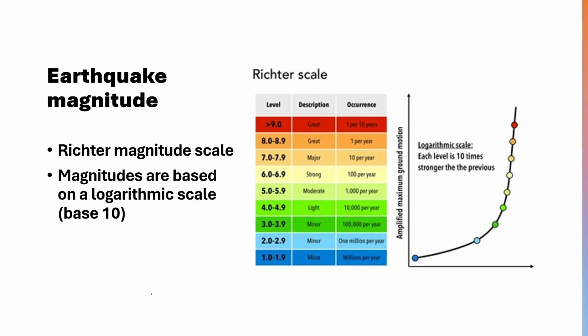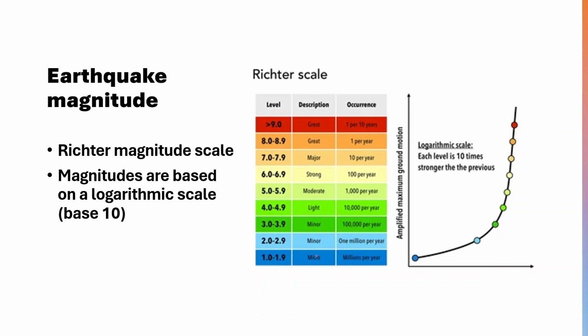This brings us to earthquake magnitude, which I've been talking about. Earthquake magnitude is recorded on the Richter scale, or Richter magnitude scale. This is mainly based on the ground motion, the amplitude of the ground motion and all those things, and it is a logarithmic scale to the base 10. So basically each level is 10 times stronger than the previous. So if you say 1 to 1.9, that is a micro earthquake, you can say.